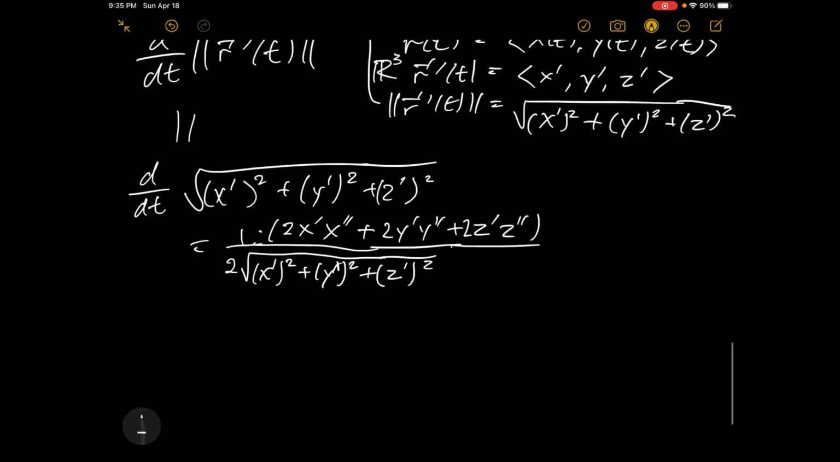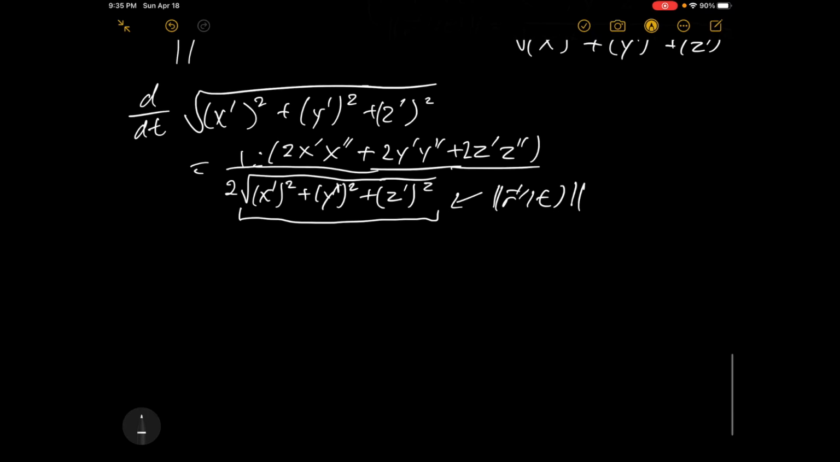And we can see some simplifications here. First off, notice that there is still this square root there, and by the definition I just gave above, this is simply the speed. And if you look very carefully at the numerator, you can notice that this is really the dot product between r prime of t and r double prime of t, right? Because x prime belongs to r prime of t, and x double prime belongs to r double prime of t, and you're multiplying them together.